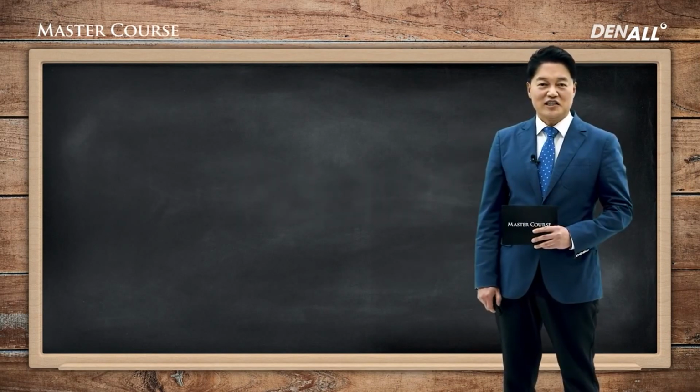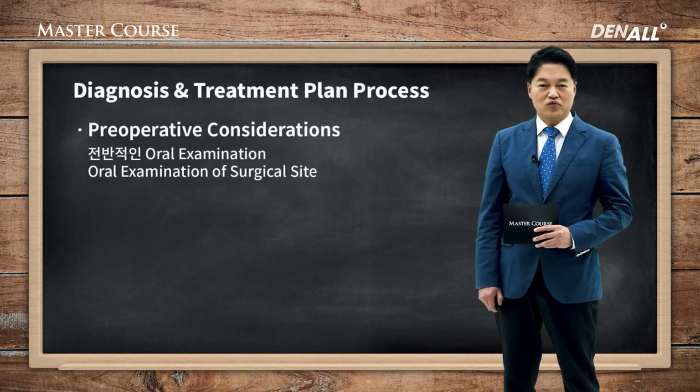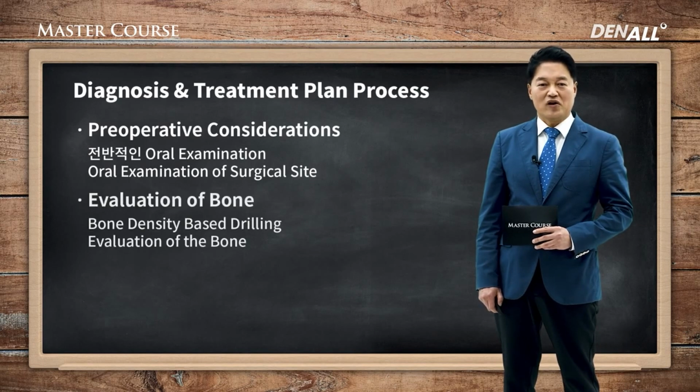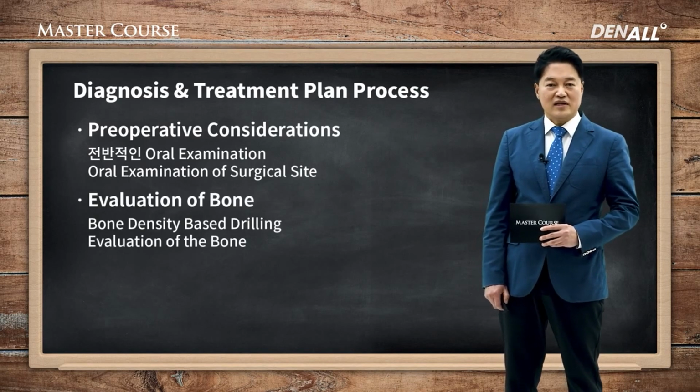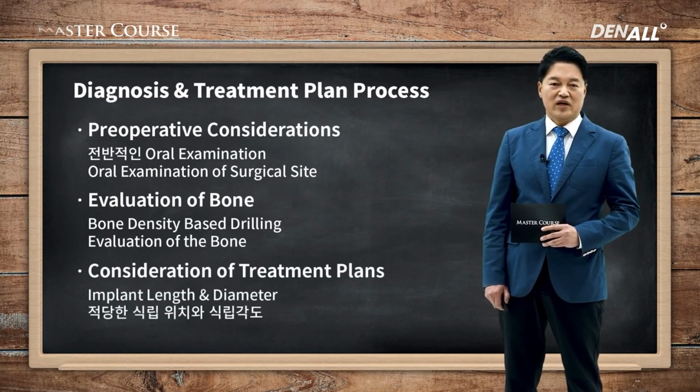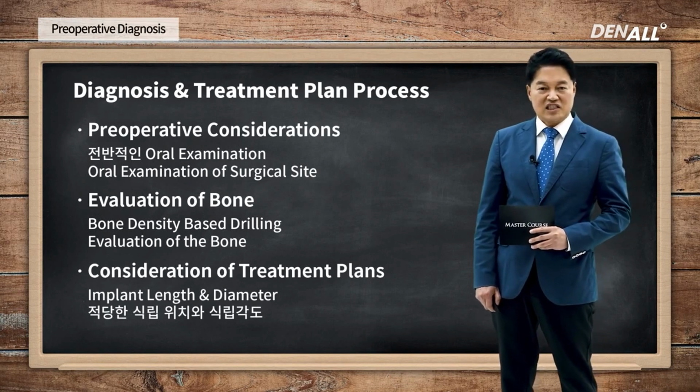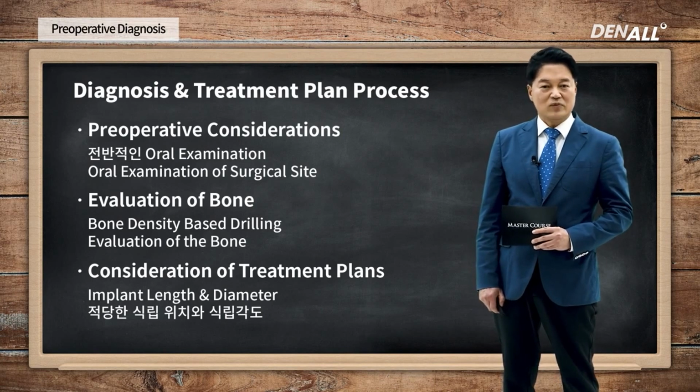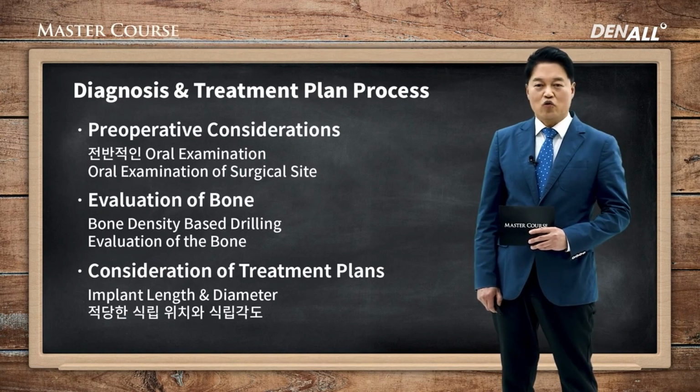Up until now, I talked about the diagnosis and treatment planning process. In the oral examination, you take a clinical image, and for accurate bone evaluation, you take an X-ray, and based on the gathered information in the surgical area, you choose the implant length and diameter. And that is necessary. Also, the appropriate placement, position, and angle need to be chosen for optimum outcome.